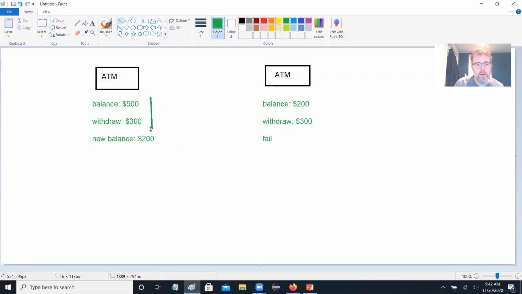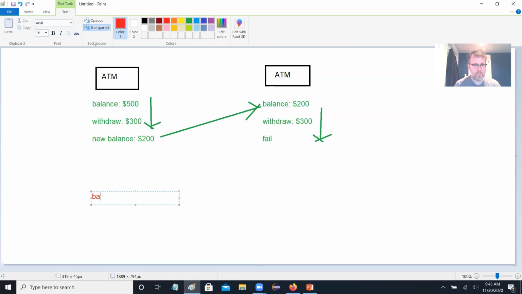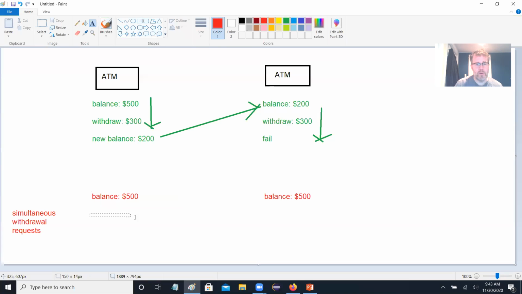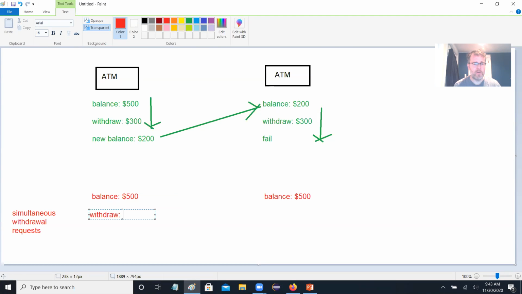It should go from here to here to here, right? That's the way the banking system wants it to work. However, the problem is that's not really how the banking system works. What happens is both people look at it at the same time, and they see, oh, balance $500, great. And suppose they launch two simultaneous withdrawal requests. Okay, so I'm going to mark that over to the side here. Simultaneous withdrawal requests. So at the same time, withdraw $300, and over here, withdraw $300.